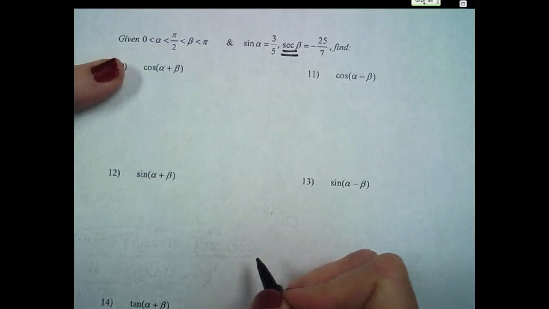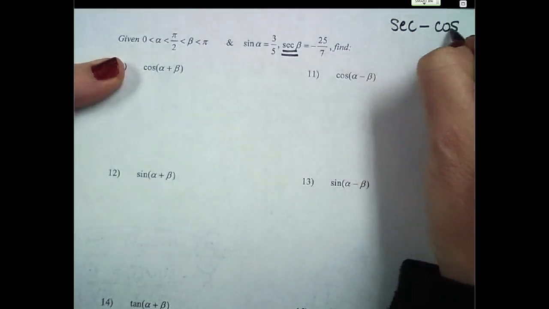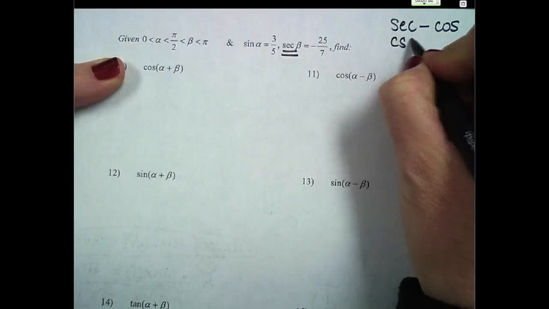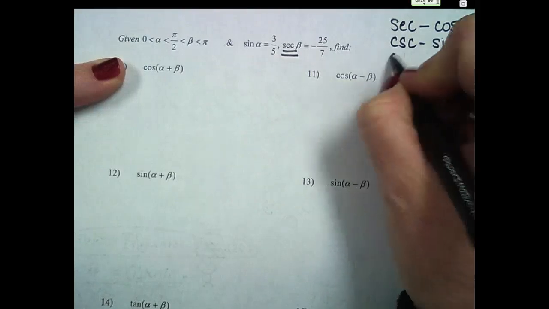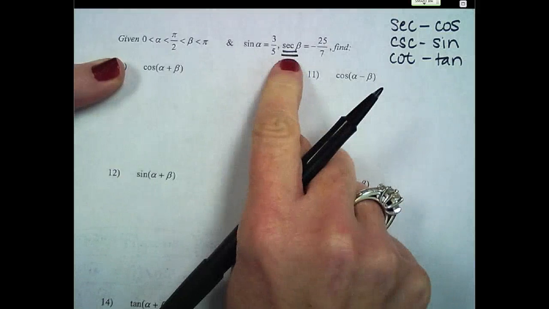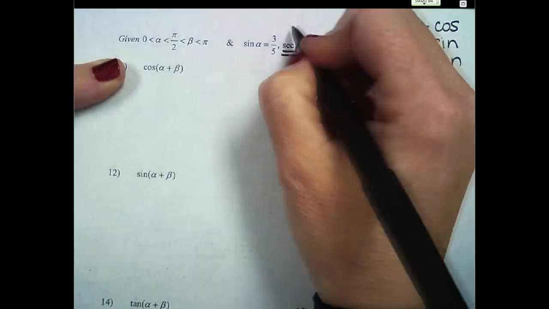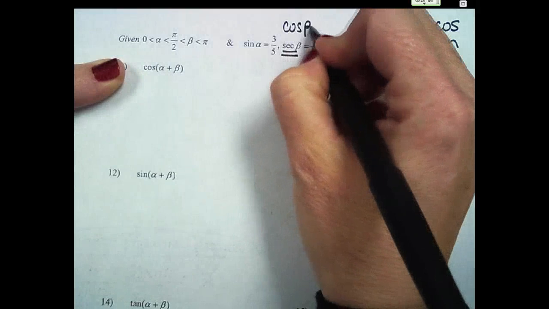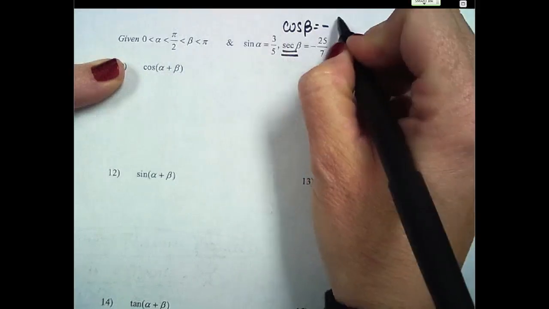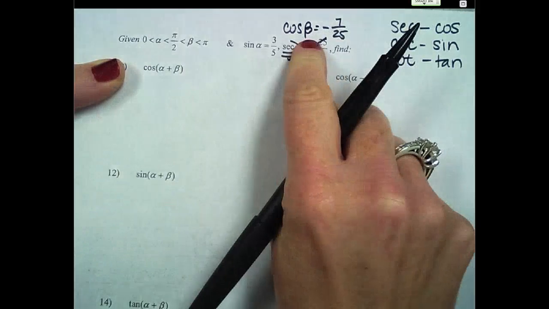Let's talk about reciprocal functions again. The reciprocal function of secant is cosine. The reciprocal function of cosecant is sine. And then cotangent is tangent. So instead of secant here, I just look and say, okay, secant is the same as cosine. So I'm going to say, all right, cosine of beta is, and I flip it, -7/25, and I'm going to use that instead.